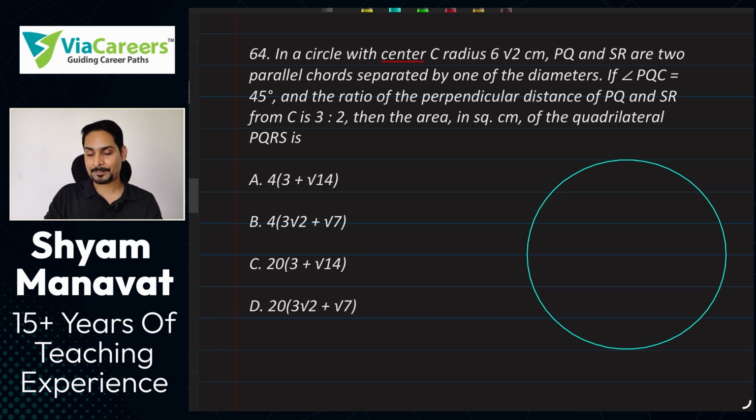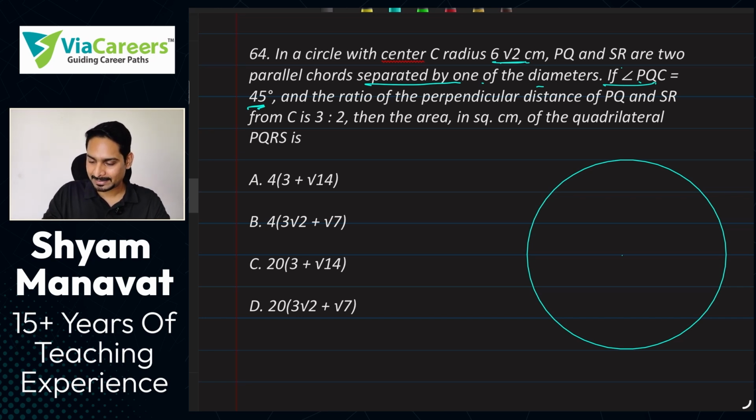Question says, in a circle with center C and radius 6 root 2, PQ and RS are two parallel chords separated by one diameter. If PQC is equal to 45 and so on. So let's understand with the diagram what is given in the question. Now, if you want, you can pause the question and try attempting it by yourself, and we can match the answer. Or let's solve this together.